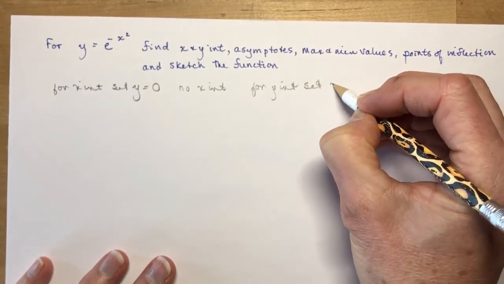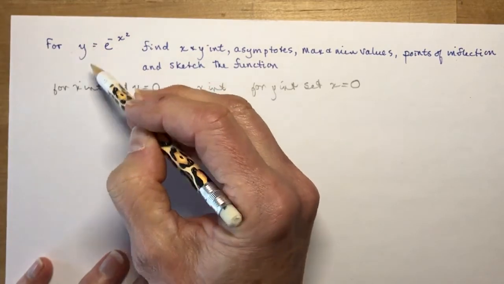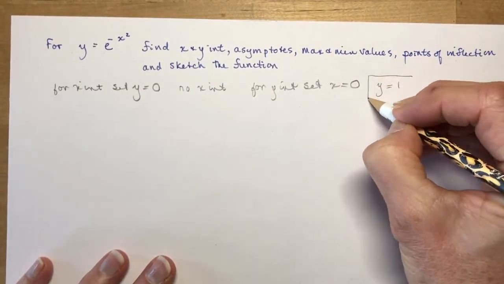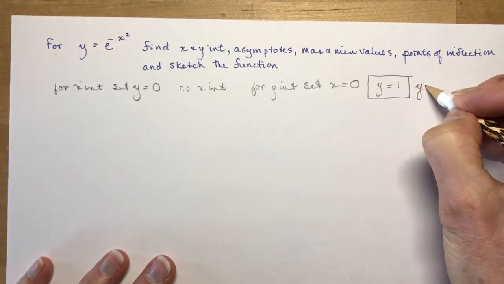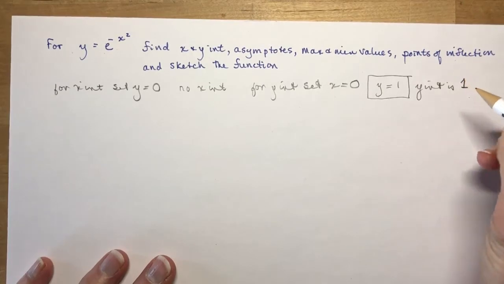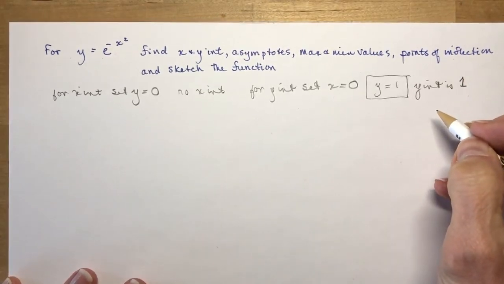So for y-intercept, set x equal to 0. So if I put x as 0 here, I'm going to get y equals 1. So that's my y-intercept. Y-intercept is 1. Okay, intercepts are done. How about asymptotes?